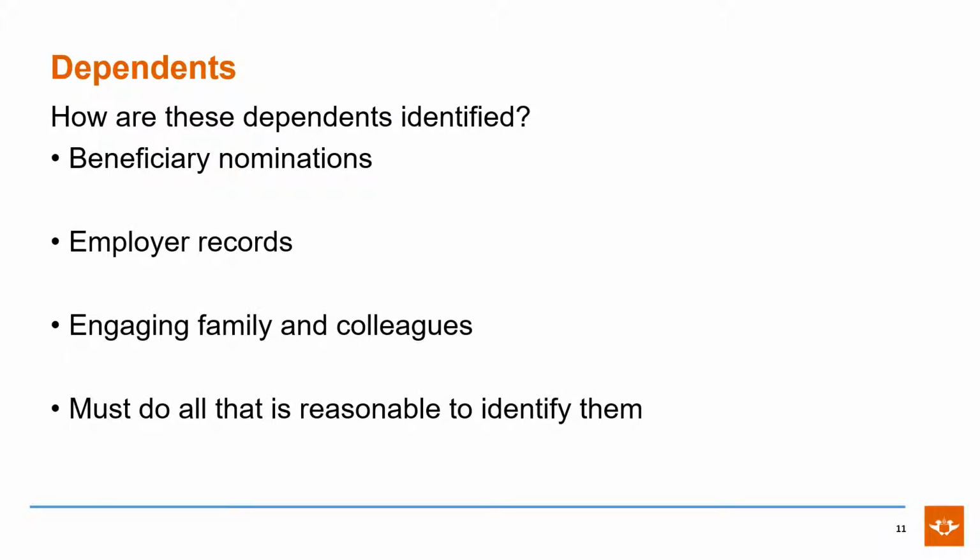How do these dependents get identified? By means of beneficiary nominations, employer records, engaging with family and colleagues of the deceased, and also trustees must do all that is reasonable in order to identify dependents.